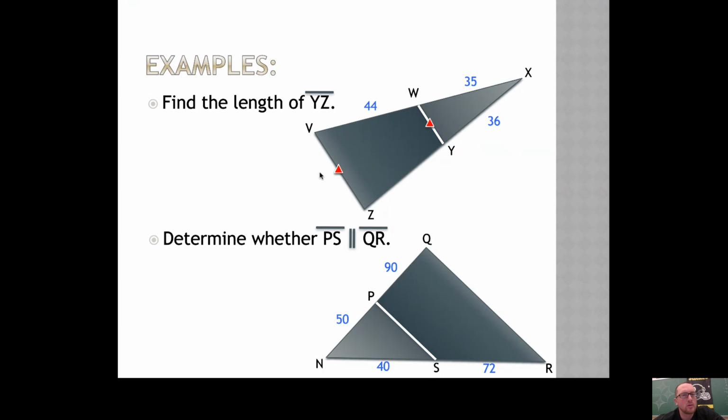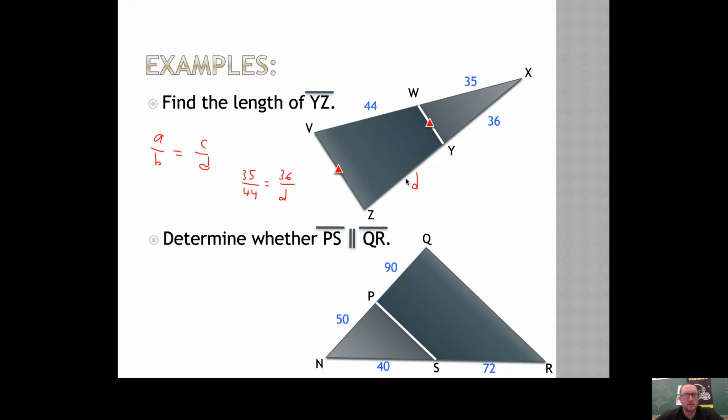to this side of the big triangle. What happens is that creates a proportion here. So this to this equals this to this. So remember how we called it A to B equals C to D last time. A to B equals C to D. So we'll call that lowercase d. 35 to 44 equals 36 to your unknown.